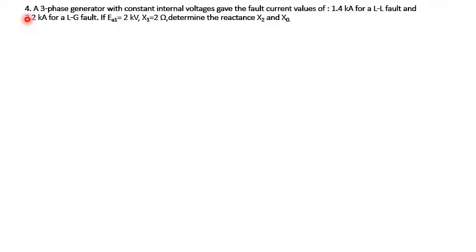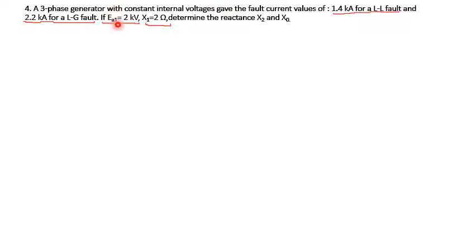Let us consider the next one. A three-phase generator with constant internal voltage gives the fault current values. It is 1.4 kiloamperes for the line to line fault and 2.2 kiloamperes for the line to ground fault. If A1 is 2 kV and X1 value is 2 ohm, calculate X2 and X0. So here we need to observe carefully.